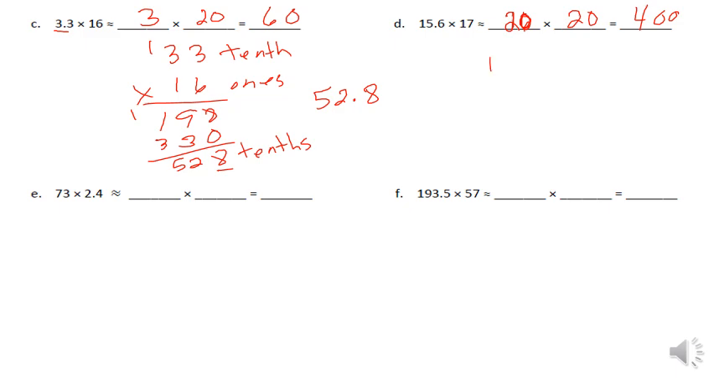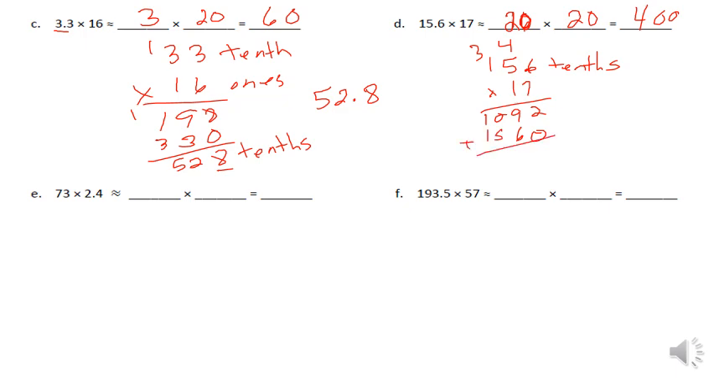Now we have 15 and 6 tenths, so it'll be 156 tenths times 17. 7 times 6 is 42. 7 times 5 is 35, and 4 is 39. 7 times 1 is 7, and 3 is 10. It's our first partial product. Now we're 10 times 156, so put our placeholder. 1 times 6 is 6, 1 times 5 is 5, 1 times 1 is 1.